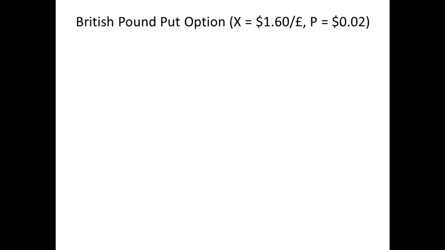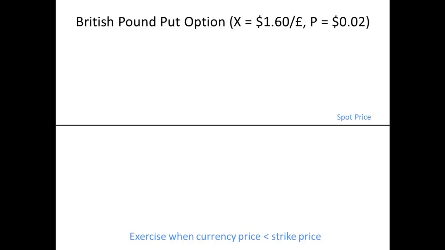Let's take a look at an example of a put option. For simplicity, we are going to assume that the premium for the put option is also 2 cents, although in reality it would be different. This option will be exercised when the spot price is going to be lower than the strike price.